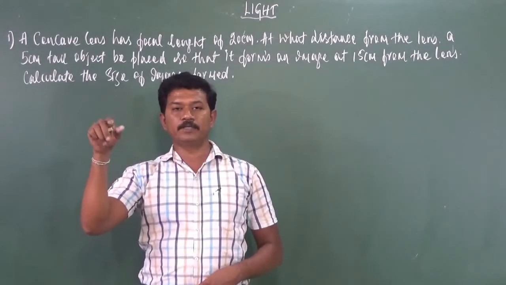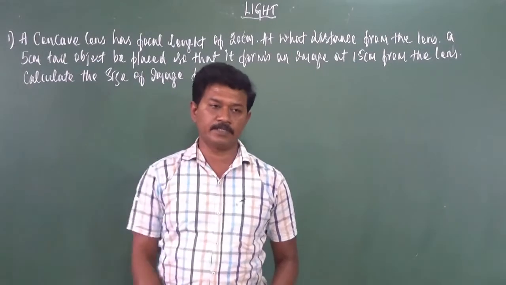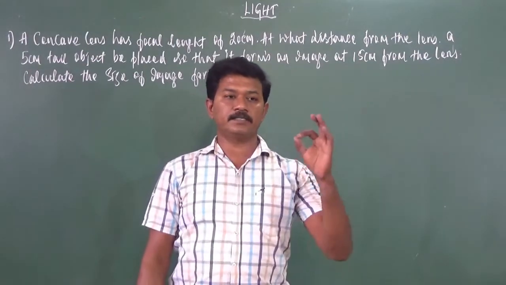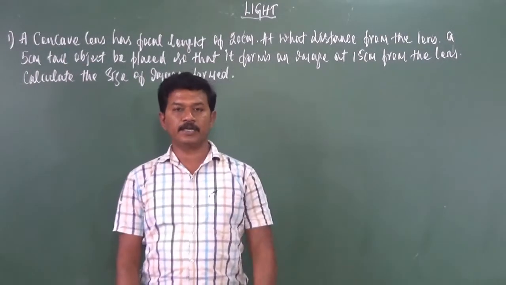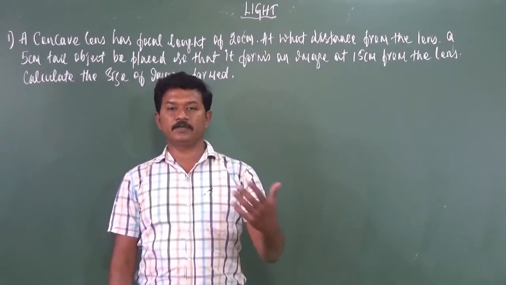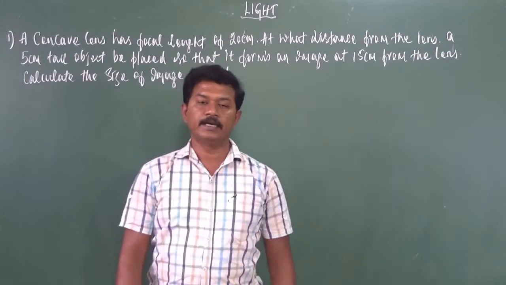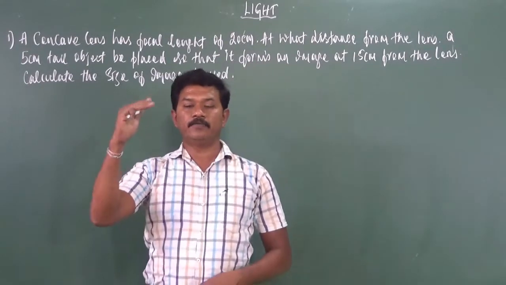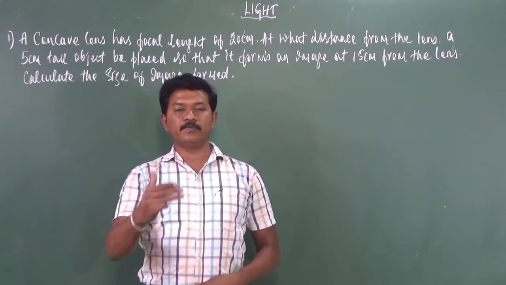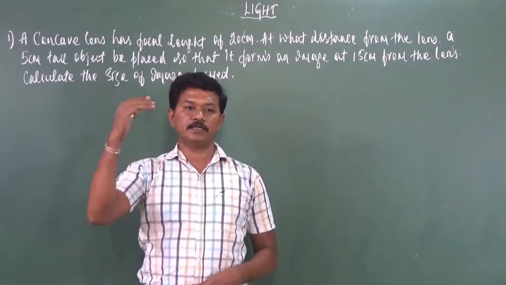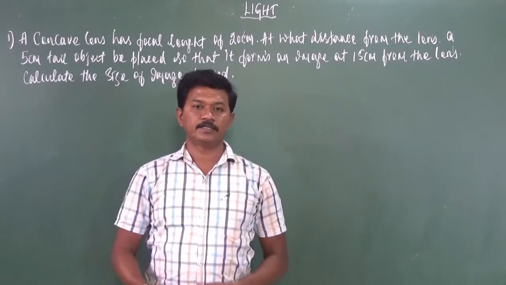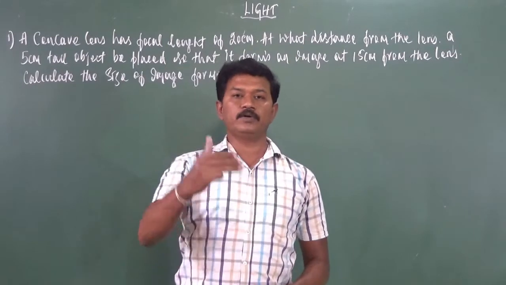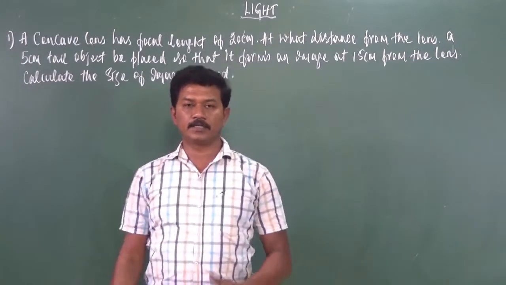Minus 1 by u plus 1 by v is equal to 1 by f. This is the lens maker's formula. So yesterday you have learned how to apply that and to find out the unknown values. And when we come to the magnification, magnification is v by u, and the relation between magnification again is m is equal to h dash by h. So therefore v by u is equal to h dash by h. So these are the relations.